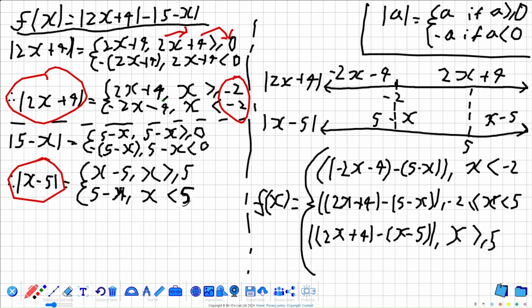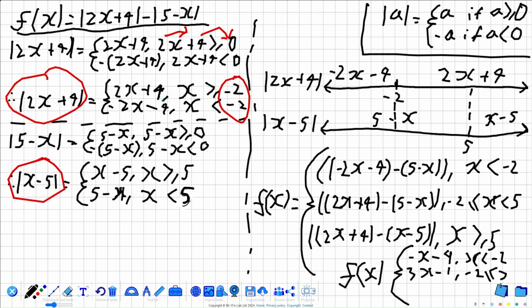And then what we would do if we had more room is we could evaluate these, all 3 of them, until they're more simple, and so we get something more like, well, we'd have a little thing here, there it is, like that, and then we'd end up getting negative x minus 9 for x less than negative 2, then we'd have 3x minus 1 for negative 2 up to 5, and then we'd have the final one, which would be x plus 9 for x is more than 5, like that.